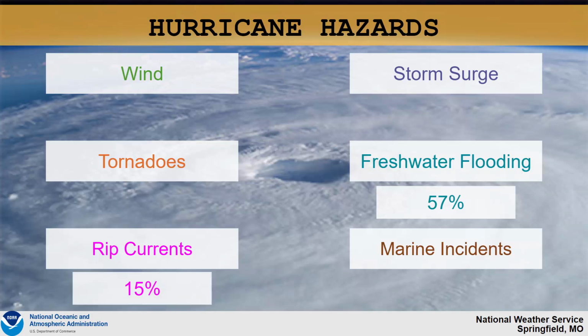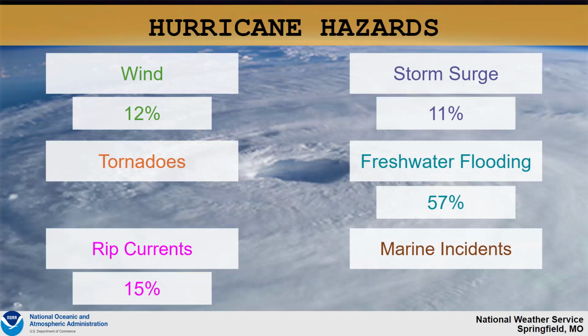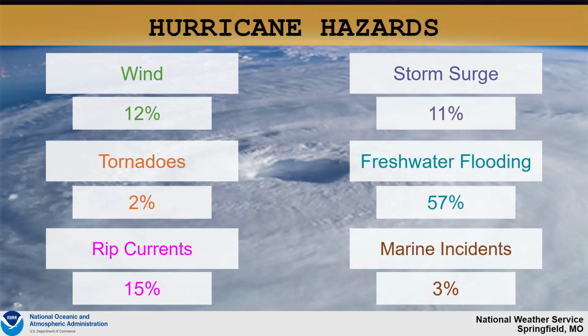The next highest is rip currents at 15%. Then it's wind at 12%. And then it's storm surge at 11%, marine incidents at 3%, and lastly tornadoes at 2%.